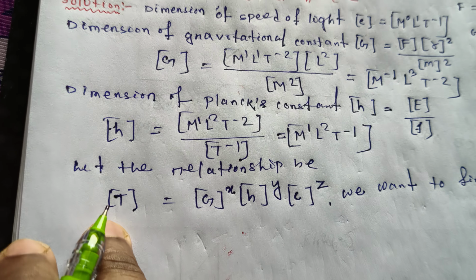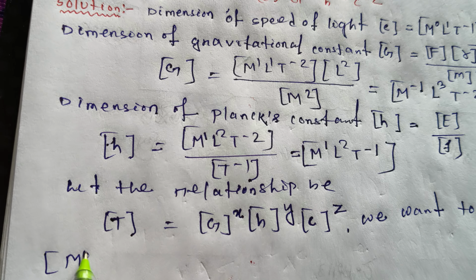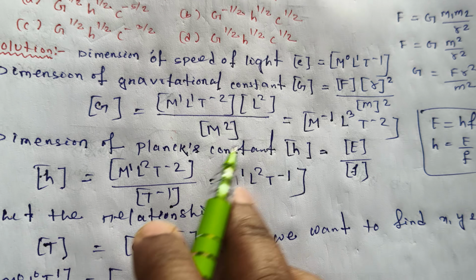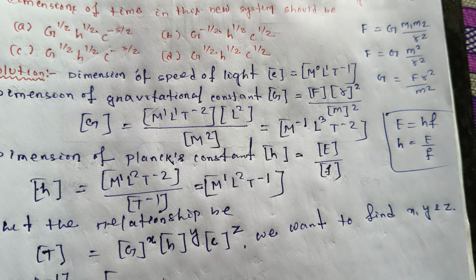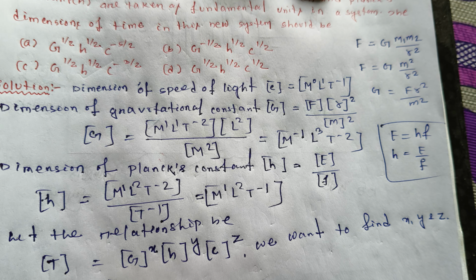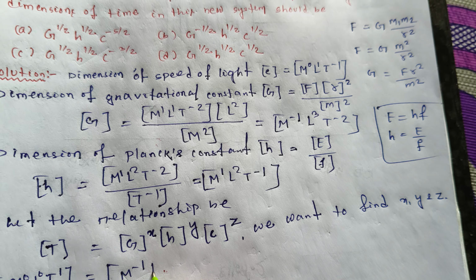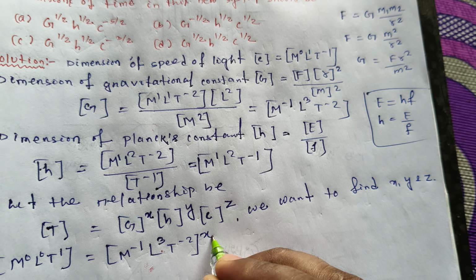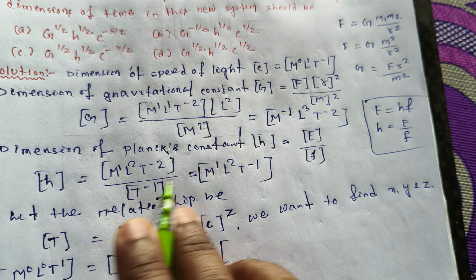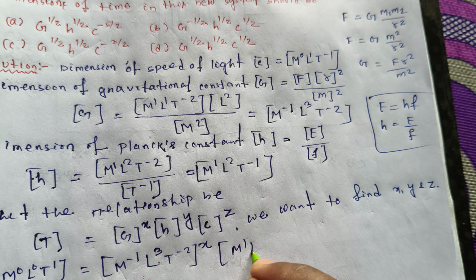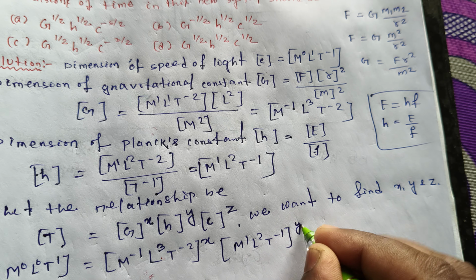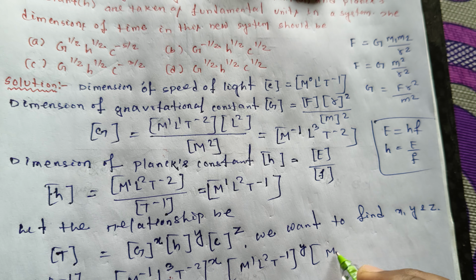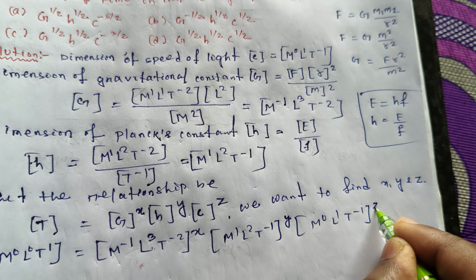Now substitute the dimensions. On the time side, only the T term is present, T to the power 1, all other terms are absent. The dimension of gravitation is already calculated: M to the power minus 1, L3, T to the power minus 2, to the power x. The dimension of Planck constant is M1, L2, T to the power minus 1, to the power y. And c is the velocity of light, calculated as M0, L1, T to the power minus 1, to the power z.